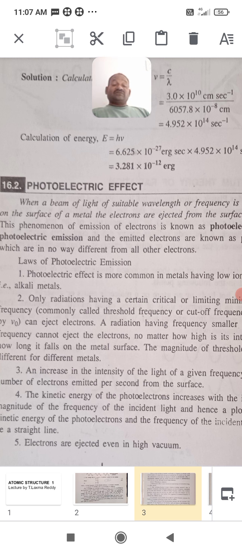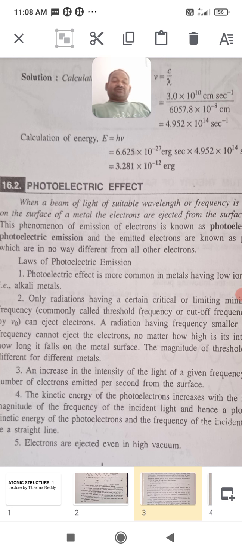I repeat once again: when a beam of light of suitable wavelength or frequency is allowed to fall on the surface of a metal, the electrons are ejected from the surface of the metal. This phenomenon of emission of electrons is known as the photoelectric effect, or photoelectric emission. The emitted electrons are known as photoelectrons, which are in no way different from all other electrons. That is important. So, some laws of photoelectric emission. What are the laws of photoelectric emission?